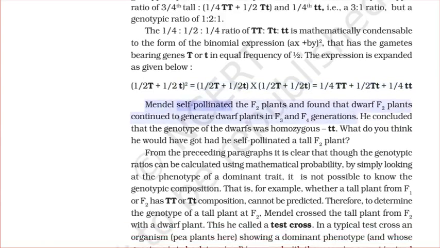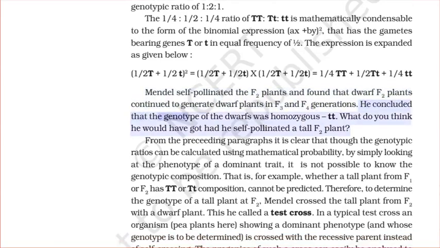Mendel self-pollinated the F2 plants and found that dwarf F2 plants continued to generate dwarf plants in F3 and F4 generations. He concluded that the genotype of the dwarfs was homozygous, tt. What do you think he would have got had he self-pollinated a tall F2 plant?